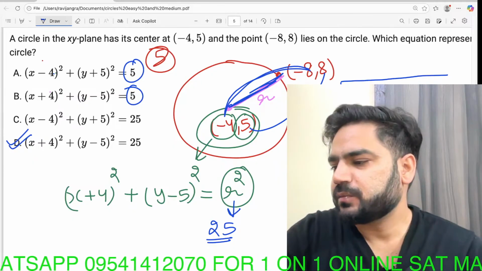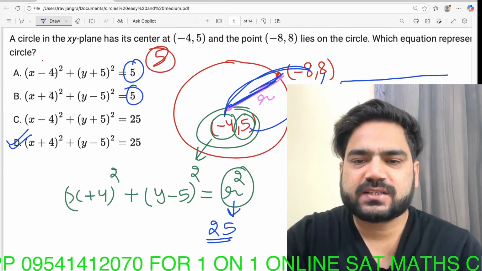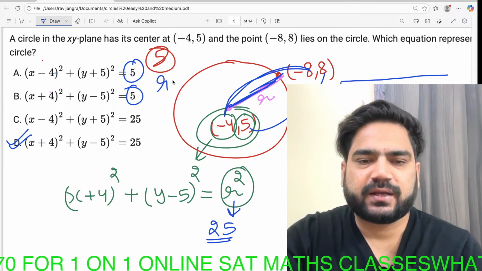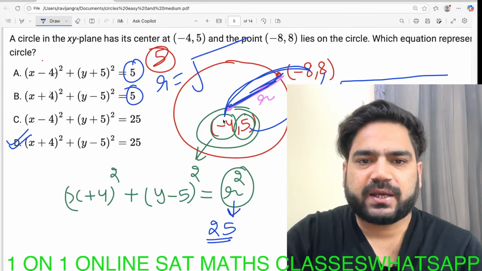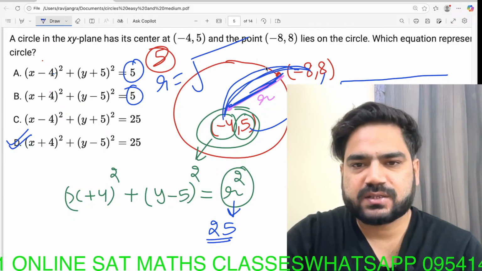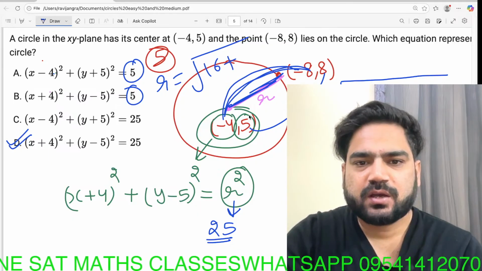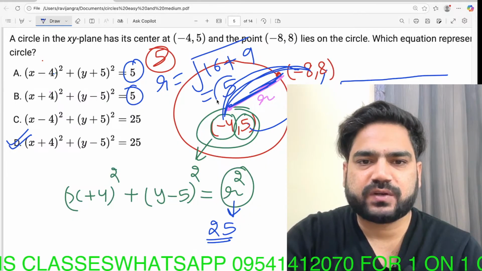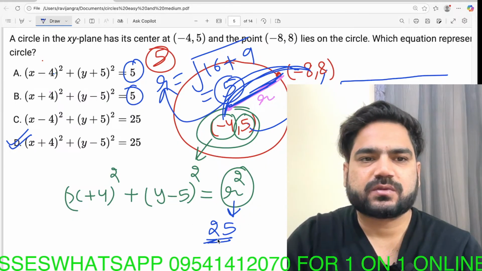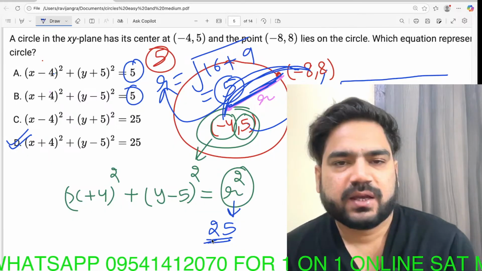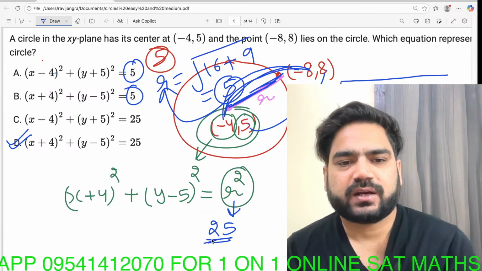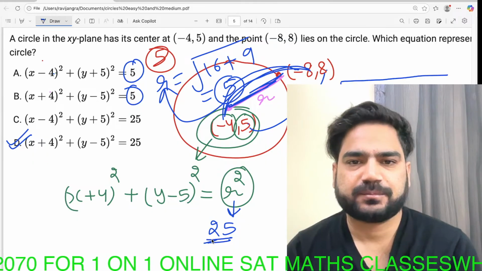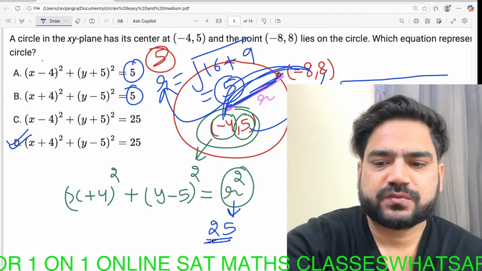The radius part is not showing because my face is there. Nevertheless, I think you have understood how I find the radius. I write it here also: the difference of -4 and -8 is 4, so it will be 16, plus the difference of 5 and 8 is 3, so it will be 9, and so R is 5. This is an important concept when the center is given and we write the general form of the equation of a circle. Okay, moving on, this was our fifth question.